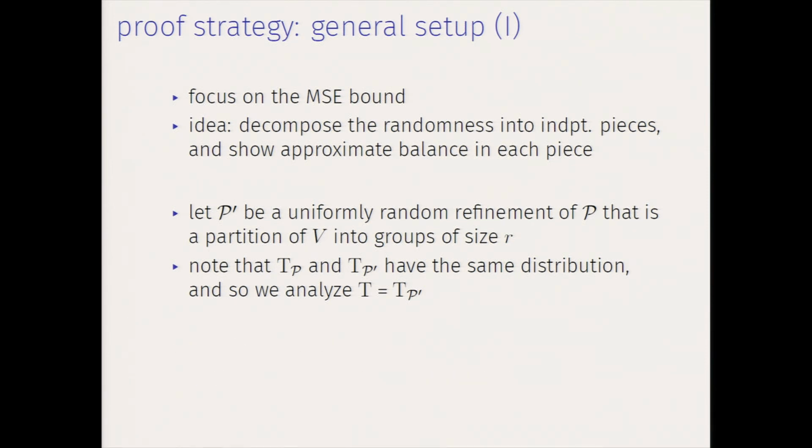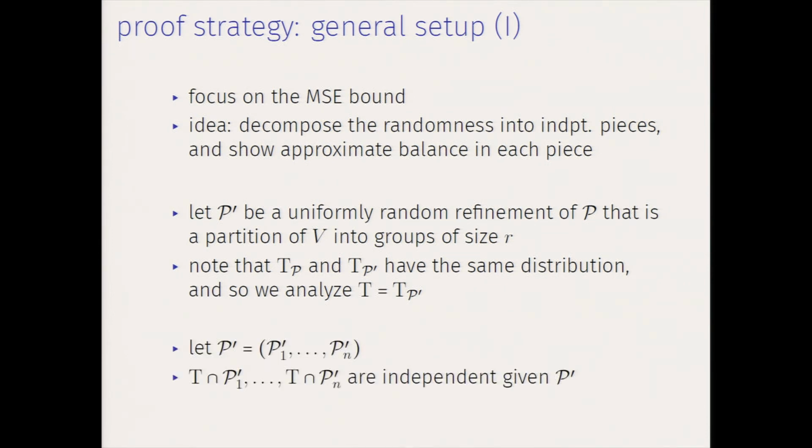And so the idea of breaking up the randomness into pieces is the following. Let the components of P prime be P prime 1 up to P prime n. So these are some disjoint sets of nodes, and each of them has size R. Then the sets of vertices in P prime i that are treated, basically if you look at the treated vertices in each of these parts, those are some sets of nodes, and they're random, and they're conditionally independent given the partition P prime. So those are the individual pieces of randomness involved in our design, and breaking up the randomness is going to help to simplify the structure of this treatment design. And then the idea is basically to show that there's some kind of approximate balance within each of these groups P prime i.